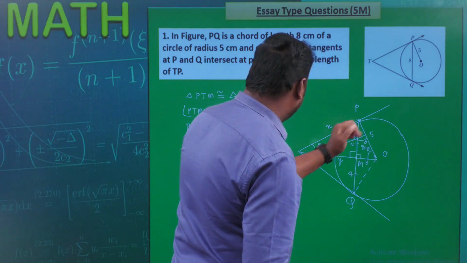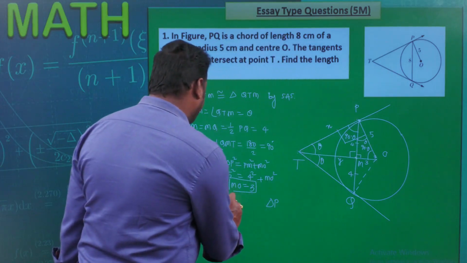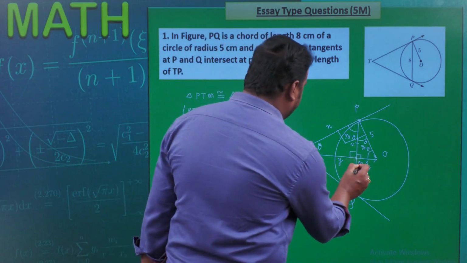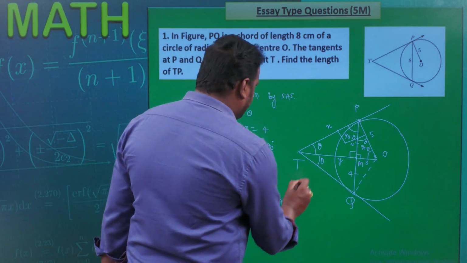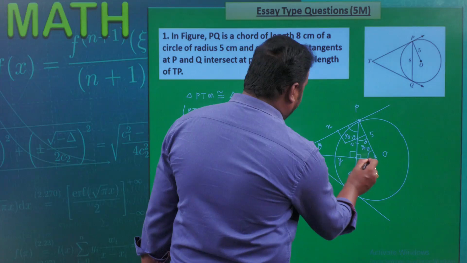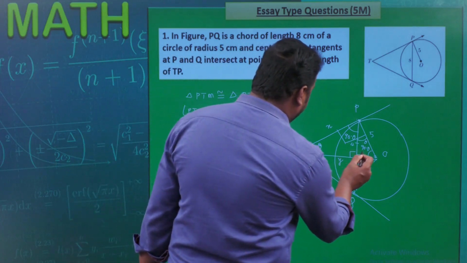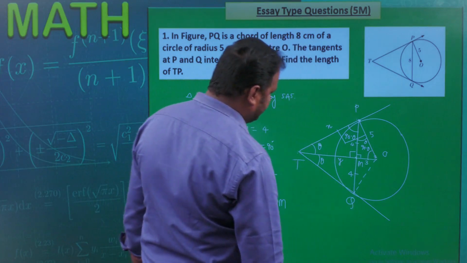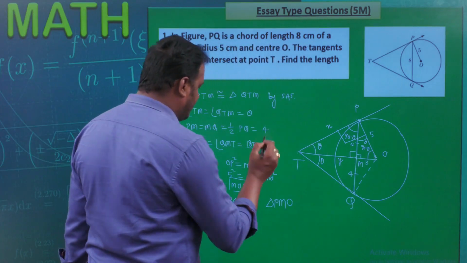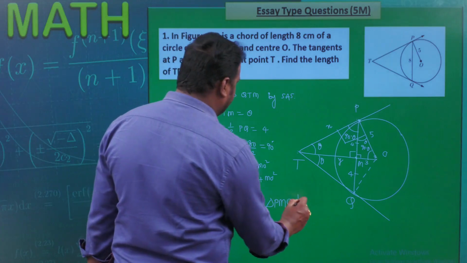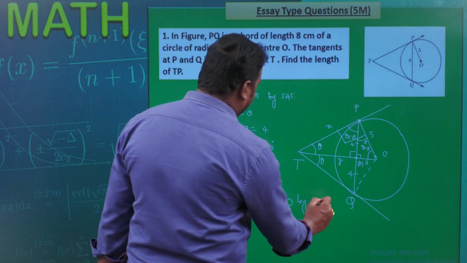So that 90 is at P. In this small triangle, 90 is located at M. Theta is over, and 90 minus theta is at O. And in this triangle, where is that 90 minus theta? Of course, 90 minus theta is at O only. These two triangles are similar by AA similarity.